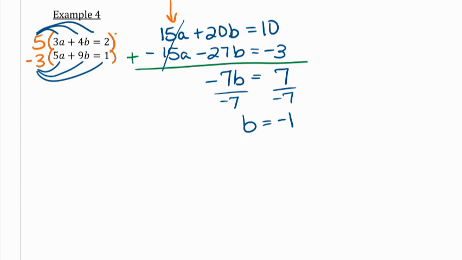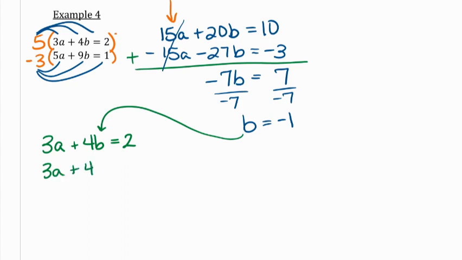Okay. And then just like before, I'm going to take that, plug it back into one of my original equations. It doesn't matter which one. I'm going to pick the first one again. So 3a plus 4b equals 2. I'm going to take b and plug it in. So 3a plus 4 times -1 equals 2. And 4 times -1 would be a -4.